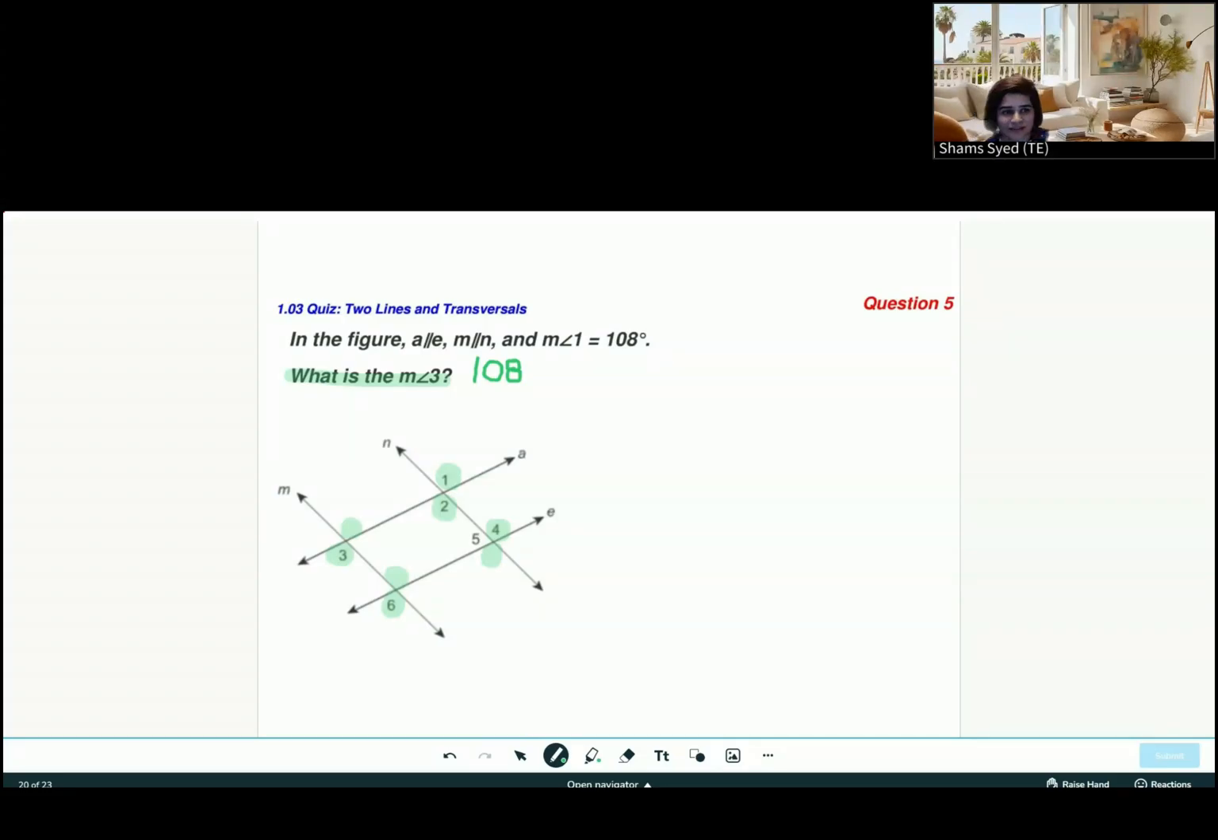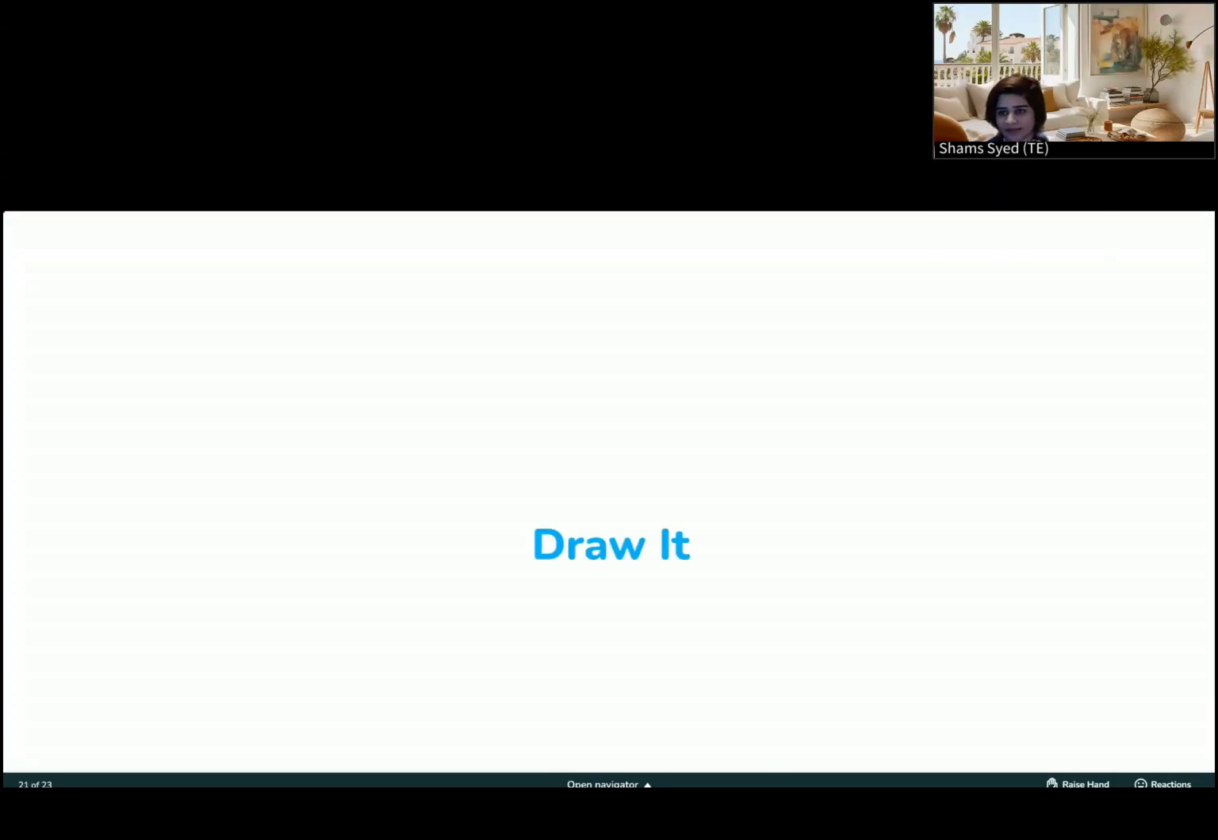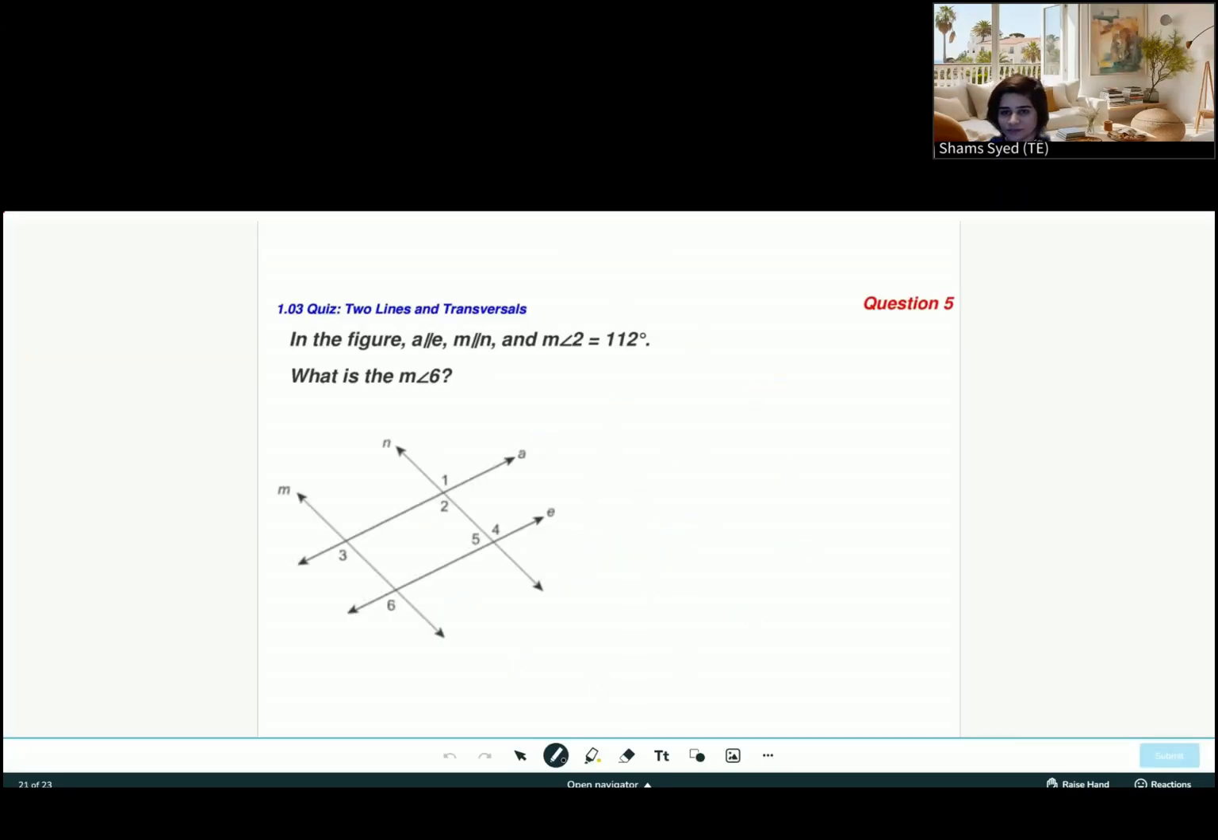Well, that is a good practice question. I will give you the next one. Now tell me, I will give you the measure of angle 2. Angle 2 is 112. It is right here. Can you mark all angles congruent to angle 2? Mark all angles congruent to angle 2.